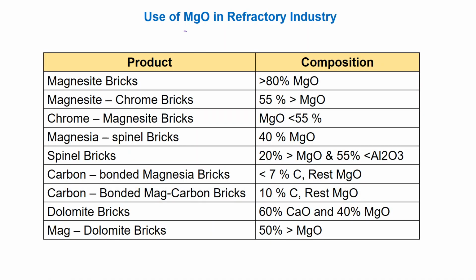The importance of magnesia for refractory development is shown in this table. We can see different percentages of magnesia are required for different qualities of MgO-based brick. It may be magnesite, mag chrome, chrome mag, magnesia spinel, spinel bricks, mag carbon, dolomite, mag dolomite bricks, etc. Different percentages of magnesia are essential to develop basic refractories.